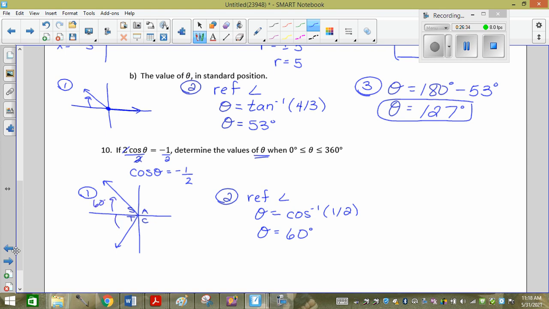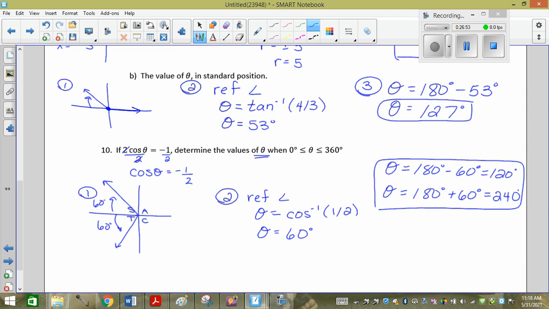So is this. In quadrant 2, I do 180 minus the reference angle, and I get 120. In quadrant 3, I do 180 plus the reference angle, and I get 240. If you look at 120 and you look at 240, you'll see that x is negative a half. You can just pull them off there.